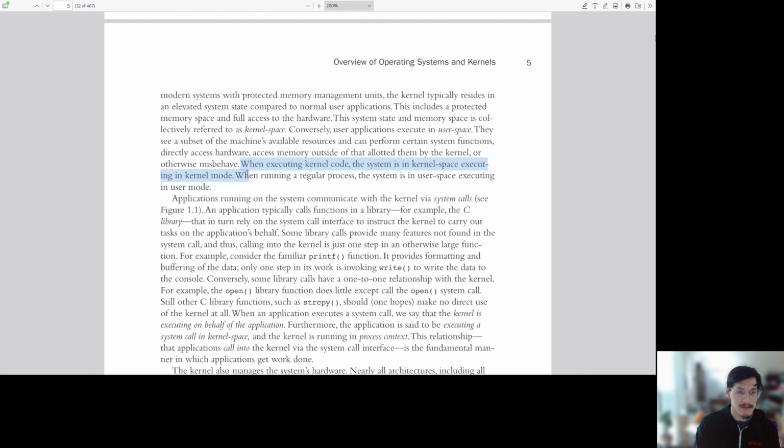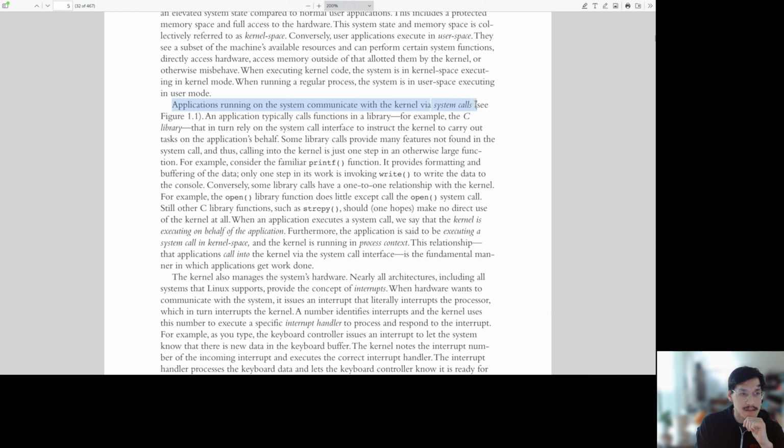Applications running on the system communicate with the kernel via system calls. So for user space applications, you can do stuff in the system, but you have to go to the kernel, and the kernel will actually do it on your behalf, you being the user space application. The way to do that is to use an API called system calls. And we had learned that in Head vs. C, where we used a few of them to do some operating system related things.